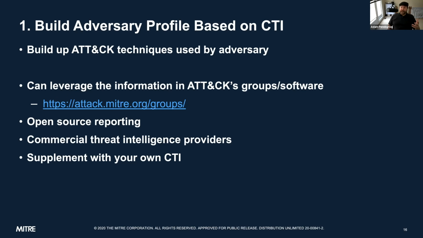But once you've prioritized a specific adversary or group of adversaries, we're going to start building an adversary profile based on threat intelligence. And here's where I'm going to start using ATT&CK. We're going to start by building up ATT&CK techniques used by that adversary or group of adversaries. Everything in this talk today, I'm going to be leveraging the information in ATT&CK's group and software pages, since it's open source and freely available, so I can use it here today. And this information is coming directly from open source threat intel reporting.